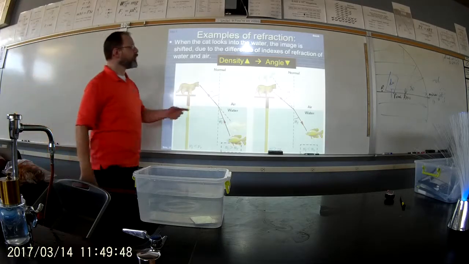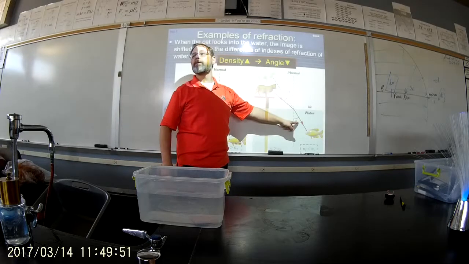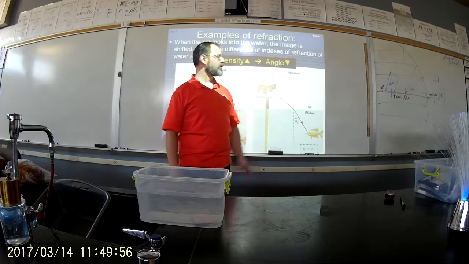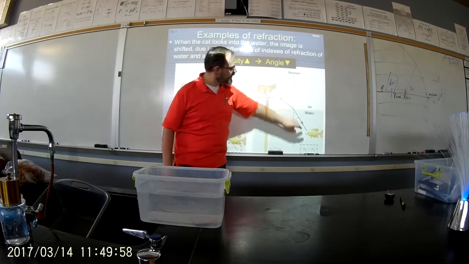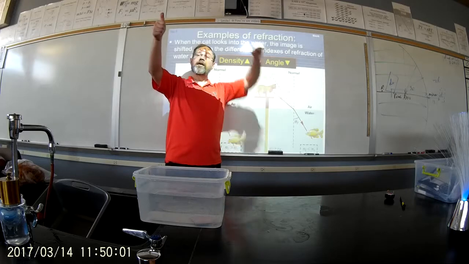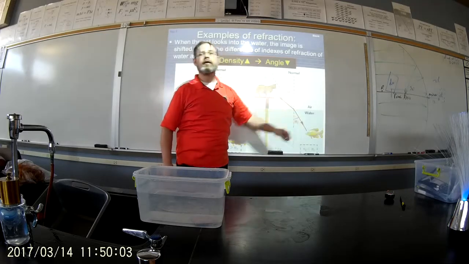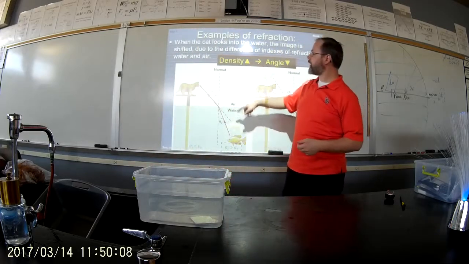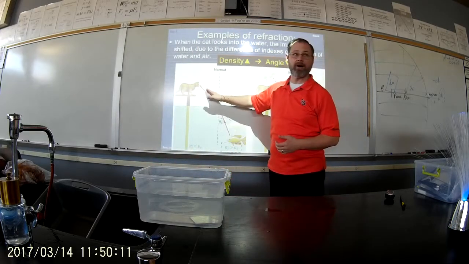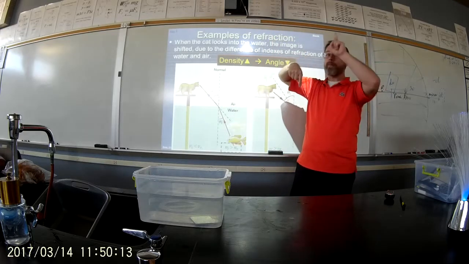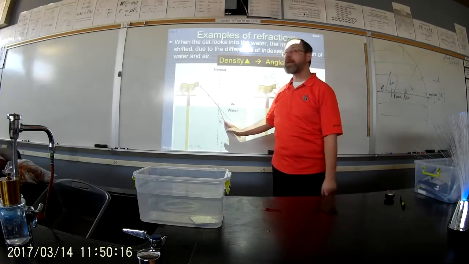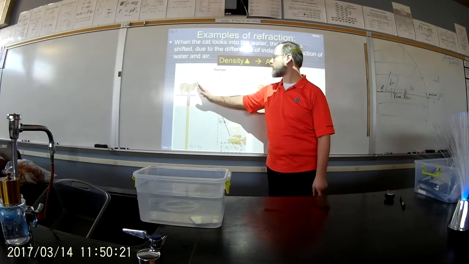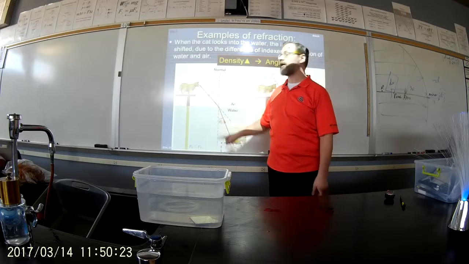Which means when you're going into a more dense medium, the angle of refraction will be smaller than the angle of incidence. Angle of incidence, angle of refraction: density up, angle down. The angle is going to get smaller because the density increased. The opposite is also true. If our density is going down, as from water to air, density down, angle up, because the light energy is speeding up from water to air, the angle is going to get larger. The angle of refraction will be larger than the angle of incidence.